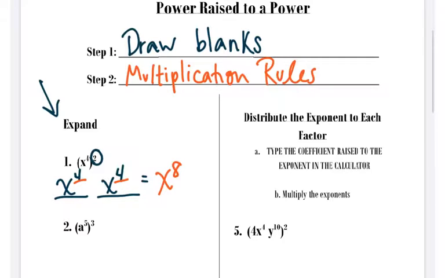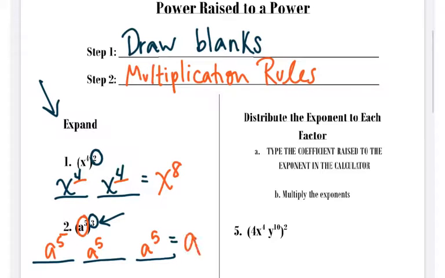Let's do the same thing again. Step 1, we expand. We're going to draw blanks. We're going to draw 3 of them because it's a 3 on the outside. On these blanks, we're going to write what was inside the parentheses. So 5 and 5 and 5 gives me a total of 15. So this would be a to the 15.